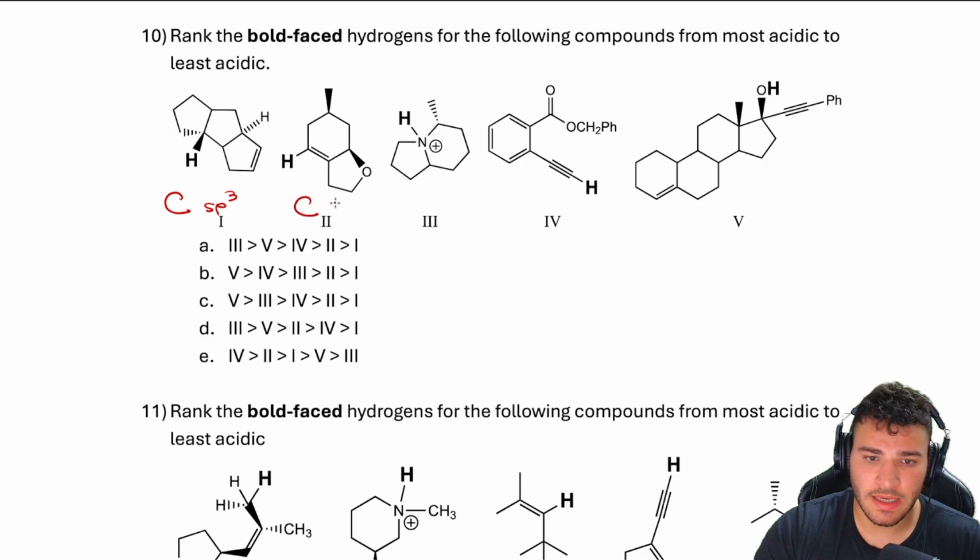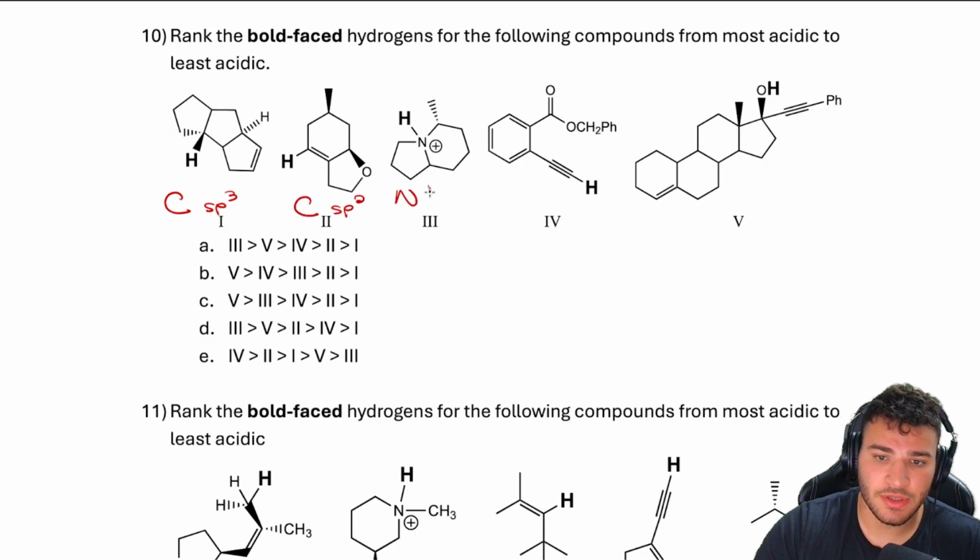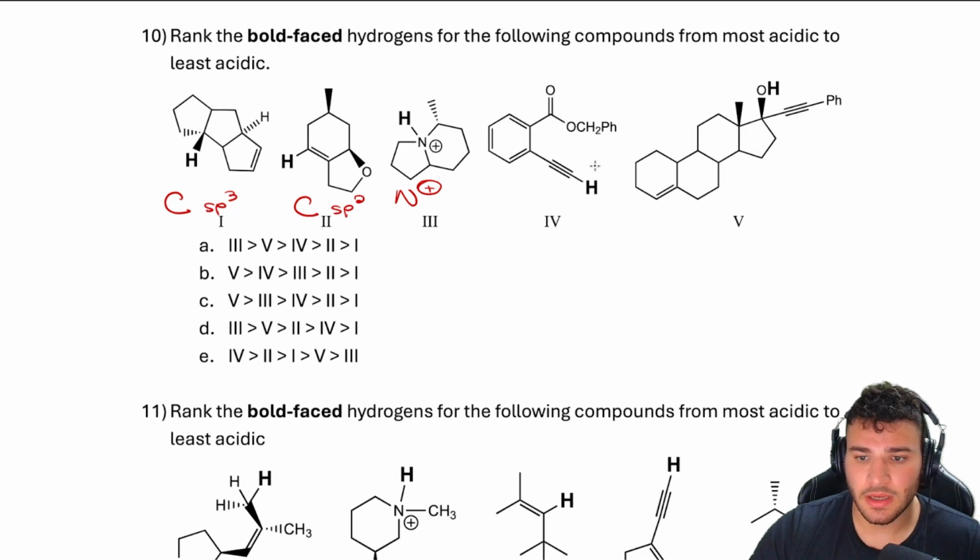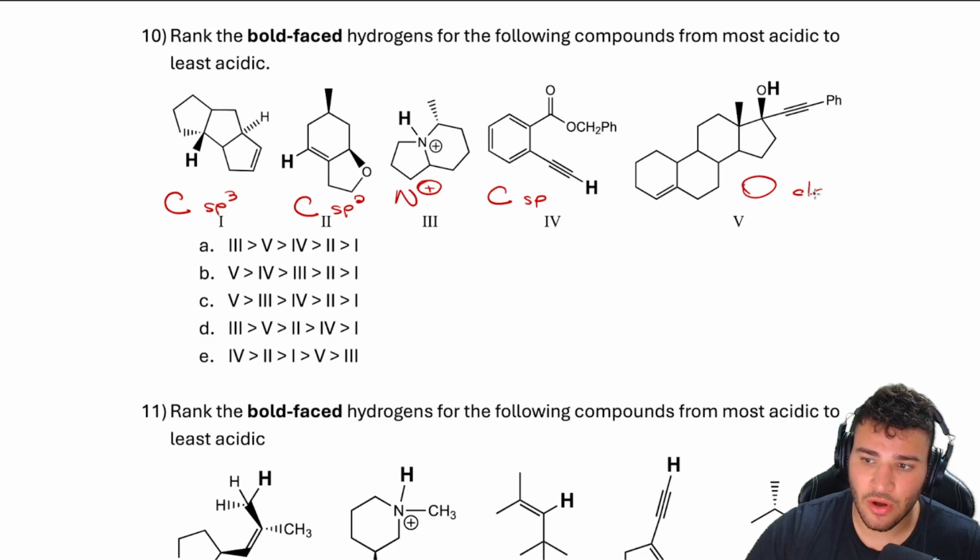Structure 2, it's connected to a carbon that is sp2 hybridized. Structure 3, we're connected to a nitrogen that is positively charged. In structure 4, we're connected to a carbon that is sp hybridized. And in structure 5, we're connected to an oxygen that's just an alcohol.